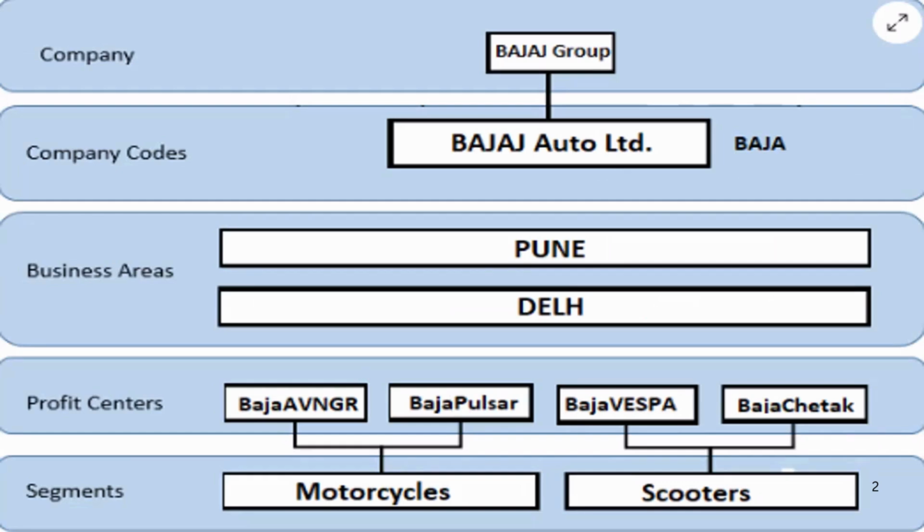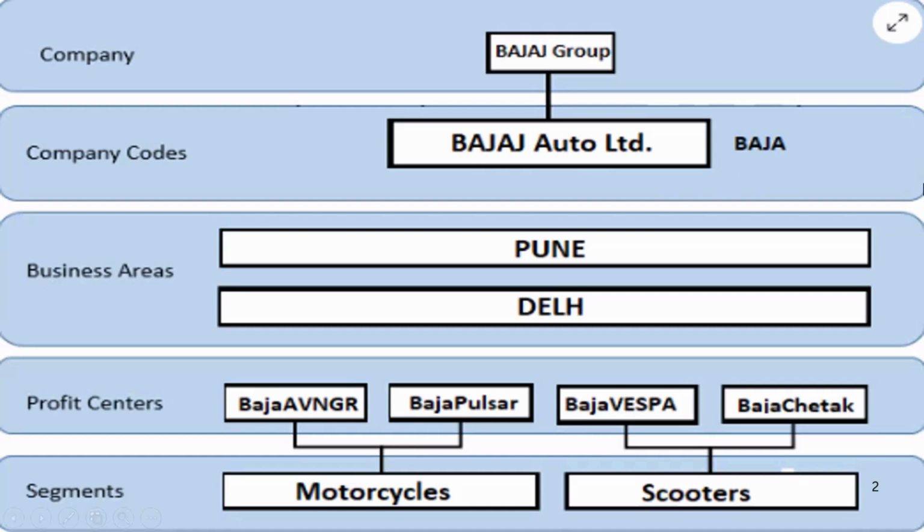This is a practical example of Bajaj. I picked this up from some source just to show you as an example. This is the Bajaj group of companies, and Bajaj Auto is a company under it. Because the group has different sectors, we picked only the automobile sector. Maybe it has Bajaj Finance, Bajaj Electronics, and so on.